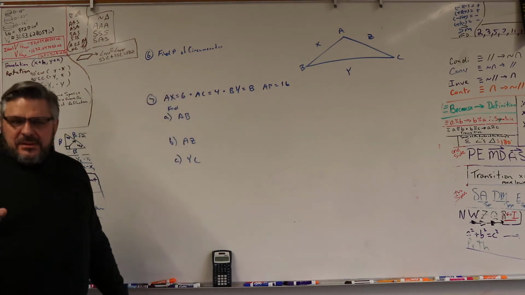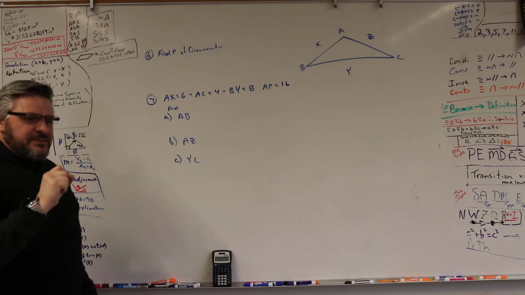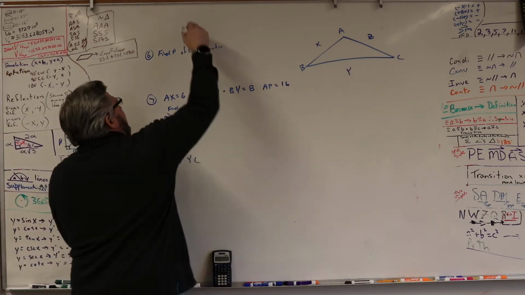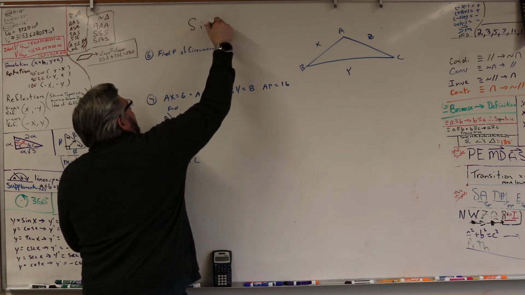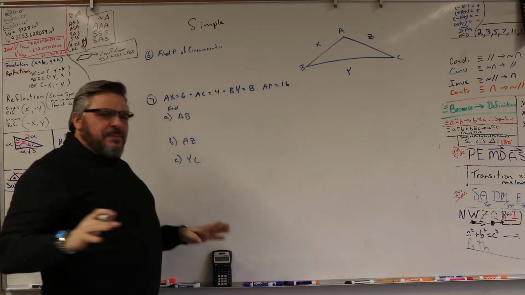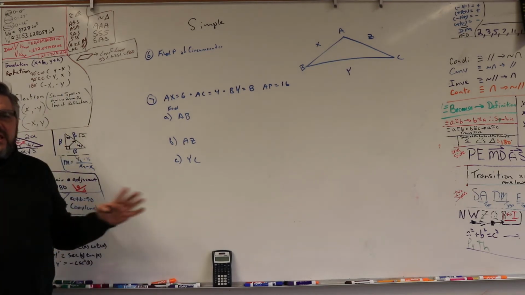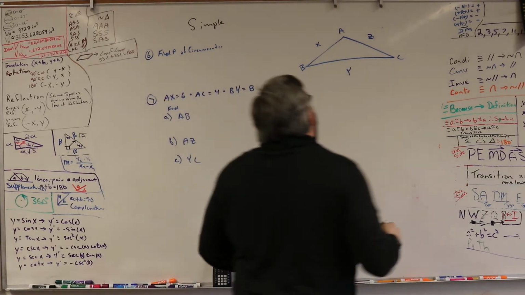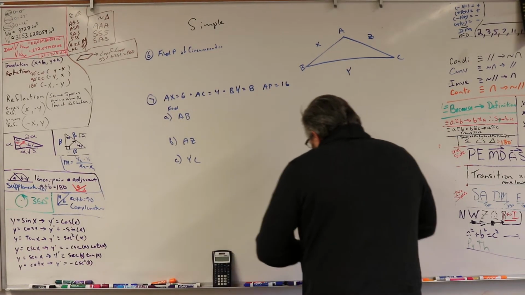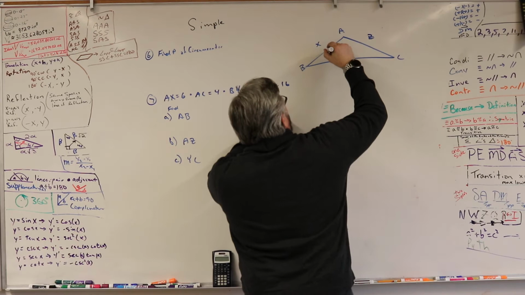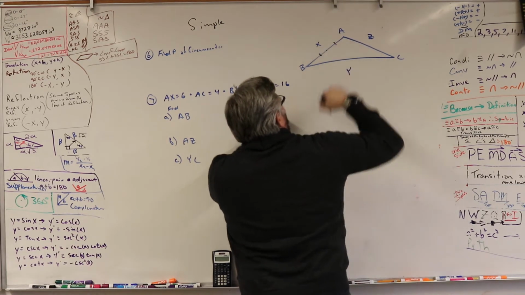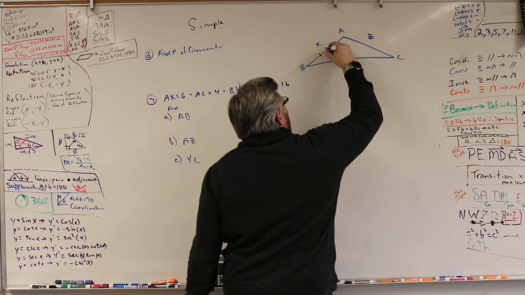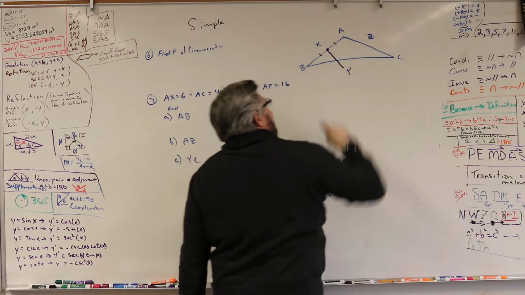So the first thing I want you to know, find P. How do you find the circumcenter, right? This is going to be the simple way. We're just going to keep things simple. How do we find P? The way we find P is we cut this line in half and draw a perpendicular bisector.